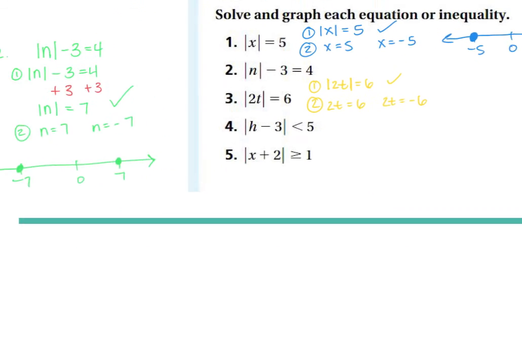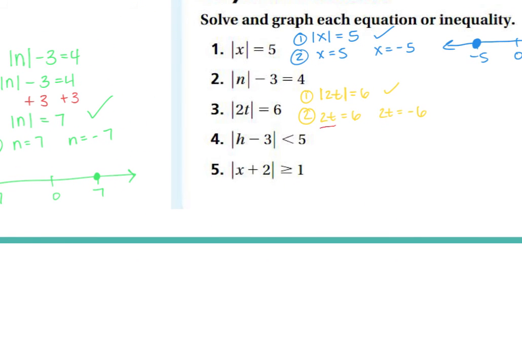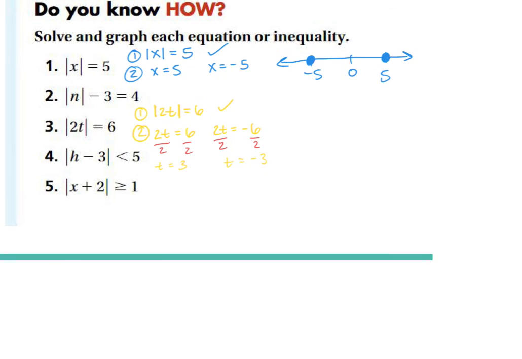Next, we go ahead and solve it. So we're going to divide by 2 to both sides. Divide by 2. Divide by 2. Oops, not -2. Divide by 2. So now t equals 3 and t equals -3. Put this on a number line. Here's -3. Here's +3. Here's 0. Just nice filled in dots at -3 and 3.